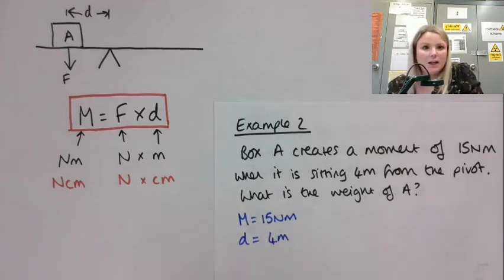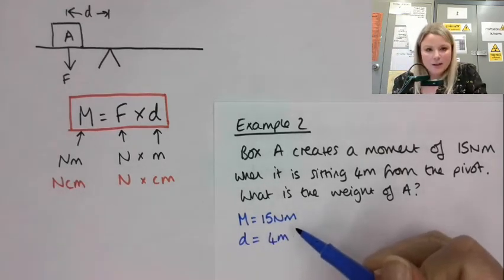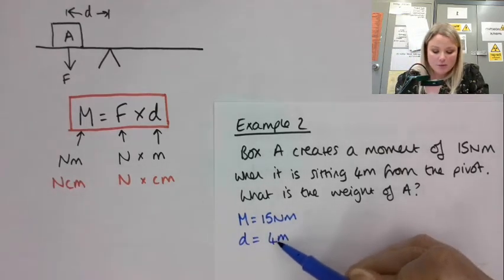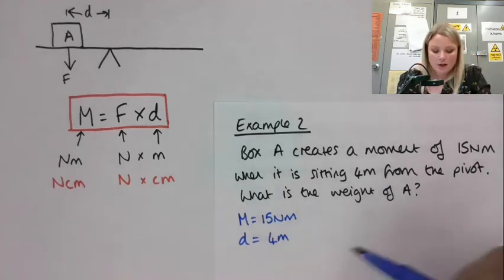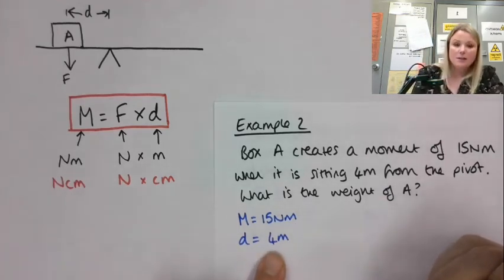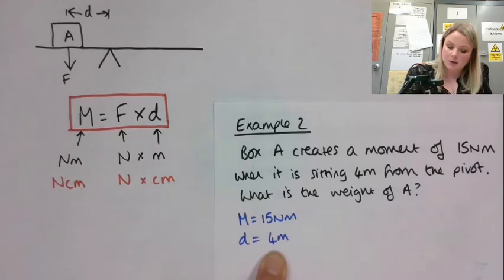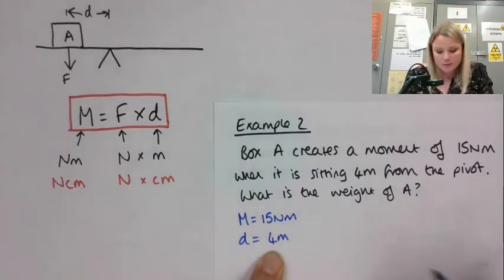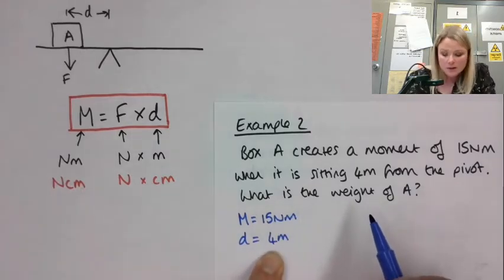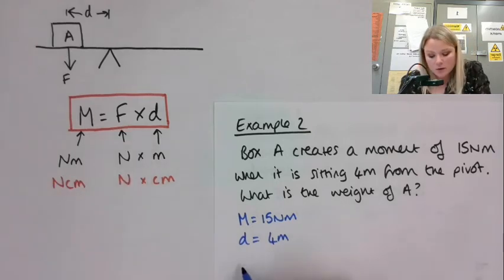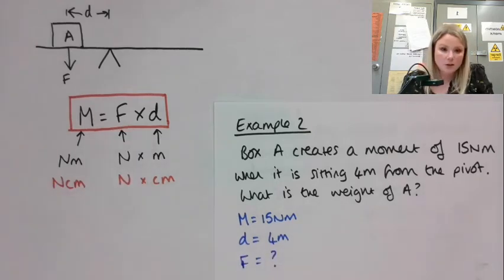Have a quick check anytime you're given things like that, that these actually match up. So meters and Newton meters, good, they go together. If they'd given you the distance in centimeters, you would have to convert it into meters to make sure it matched with your moments. And it's asked us for the weight. Well, in this equation, weight is just stated as force, so force equals question mark.